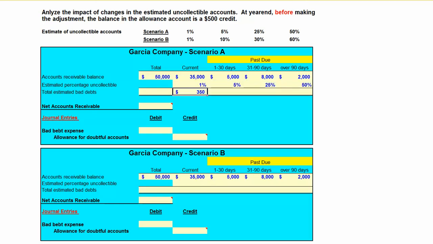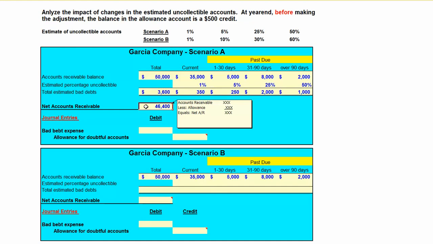1% of 35,000 is $350. 5% of 5,000 is $250. 25% of 8,000 is $2,000, and finally 50% of 2,000 is $1,000. Next, we sum together all of these allowances for each one of the buckets, bringing us to a total estimated bad debt related to our current receivables of $3,600, which means on our balance sheet we would want to show net accounts receivable of $46,400. That's our accounts receivable minus the allowance for doubtful accounts.